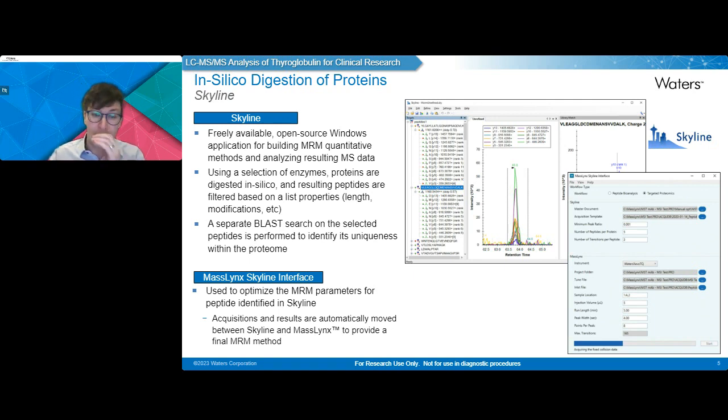And also at the bottom, as you can see, Waters created the MassLynx Skyline interface to help with this process, where you create those methods and they're transferred into MassLynx, and you can optimize the parameters for the LC-MS analysis of the peptides. The acquisitions and the results are then automatically moved between Skyline and MassLynx to provide the final MRM method.